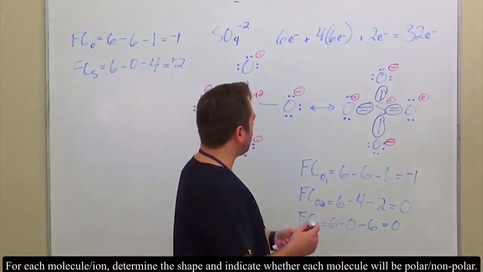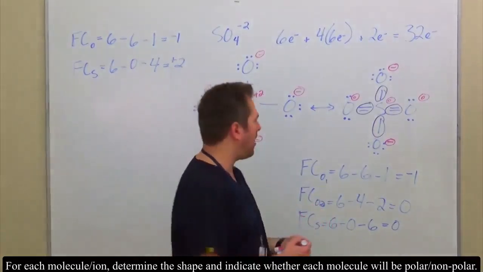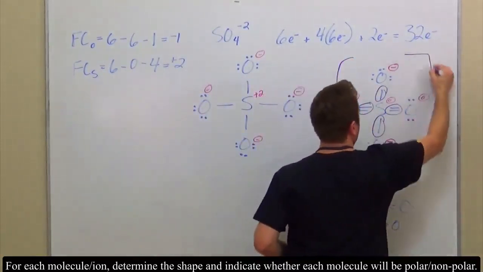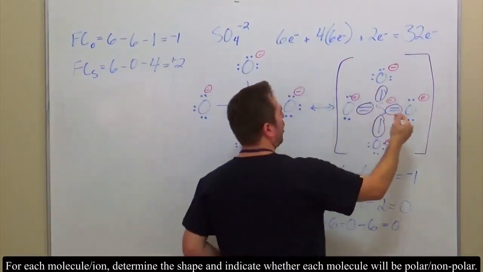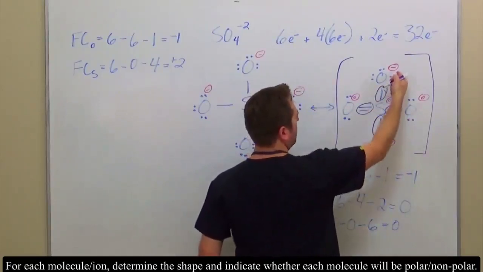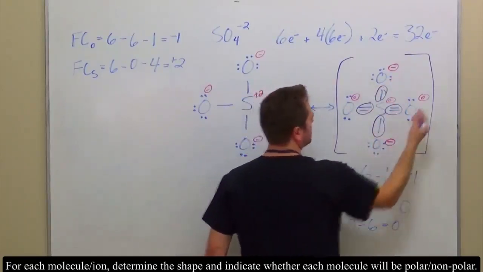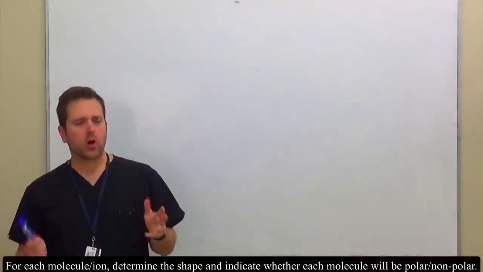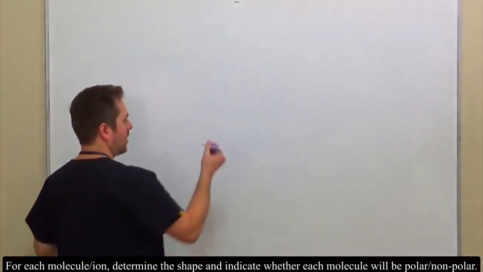But there is one other thing that we need to do. Since it is an ion, remember, we need to set it off in brackets and indicate the overall charge. And here they are. Here's the first negative 1 charge, here's the second, so we'll make note of it here and say negative 2. What about carbon dioxide?